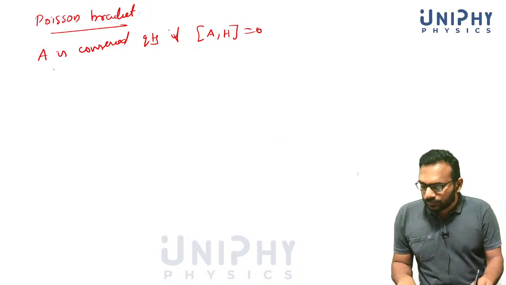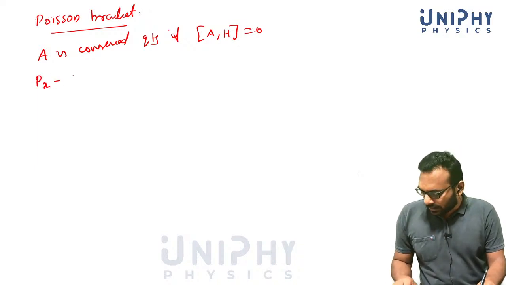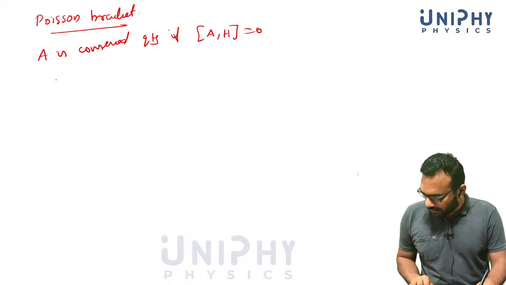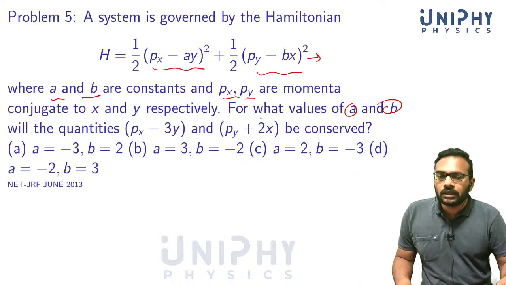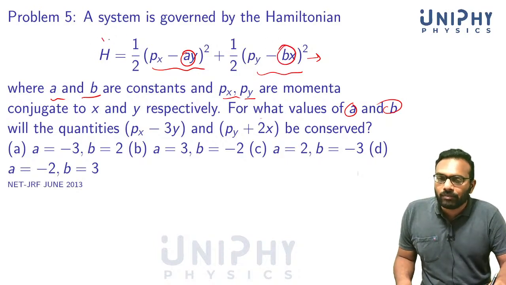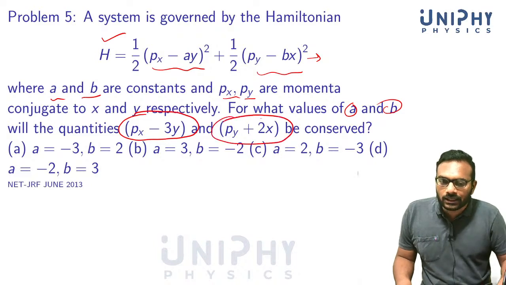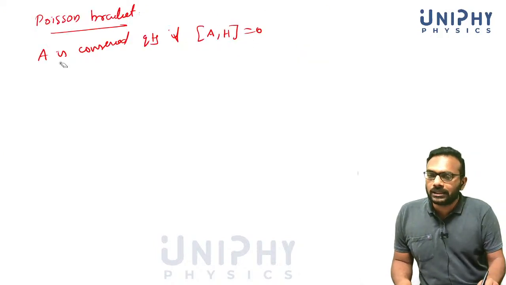Okay. So the question is, for what value of A and B are these conserved? So we check, we have got, okay, I am sorry, I think I made a mistake again. The question was correct. I am sorry. A and B are inside the Hamiltonian. I am sorry again. So this is the correct question. So we have got the Hamiltonian. A and B are inside the Hamiltonian. Now the only information given to us is that this quantity and this quantity are conserved. Then what's the value of A and B? That's the question.